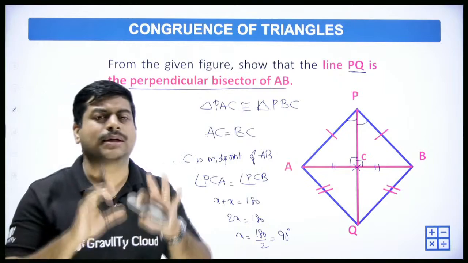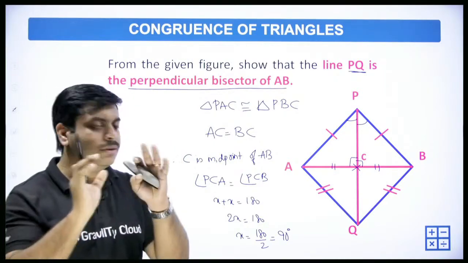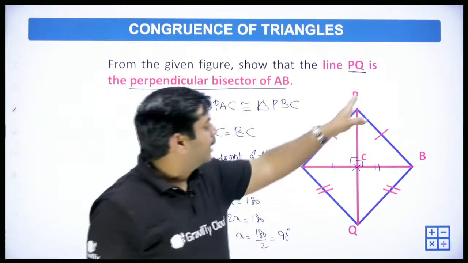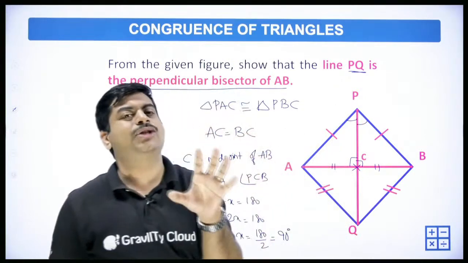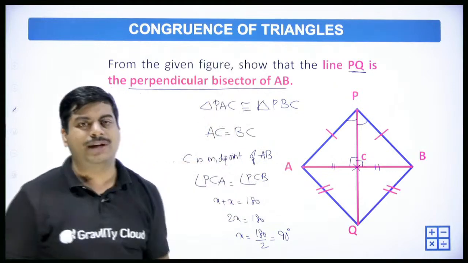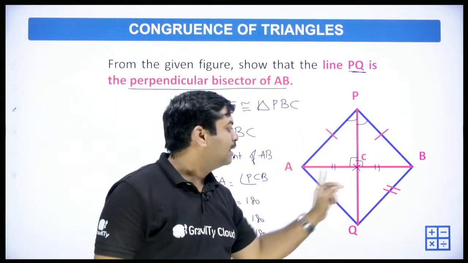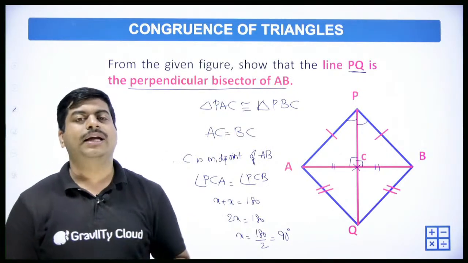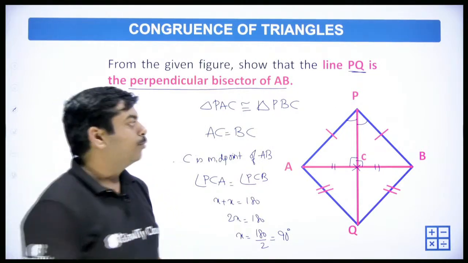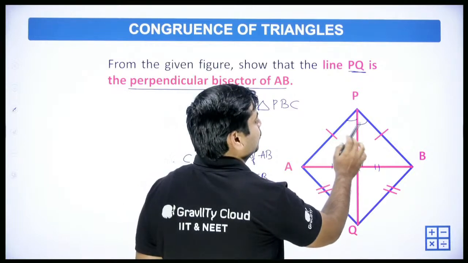Once again, let's try to discuss this question. First, we have taken PAQ and PBQ triangles, and we proved that these two are congruent using the relations we have. Side and side, and the common side, all the three sides are the same. Right, so these are congruent, and from that congruency, we proved that these two angles are equal.